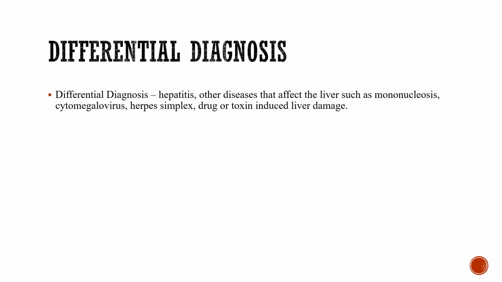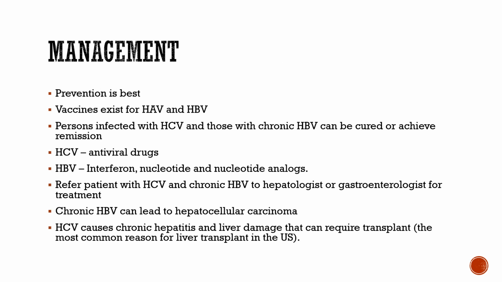In your differential diagnosis, you need to consider hepatitis and other diseases that can affect the liver, such as mononucleosis, cytomegalovirus, herpes simplex, as well as drugs or toxins that cause liver damage. The management of hepatitis is focused on prevention. Vaccines exist for hepatitis A and for hepatitis B.